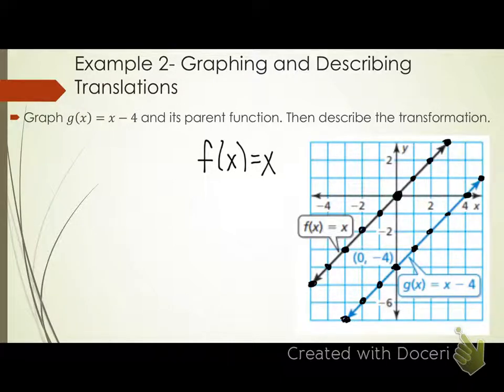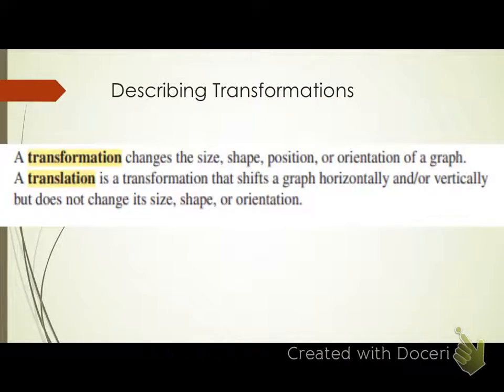So I graphed the function it wanted me to graph and its parent function. Now it wants me to describe the transformation. So what's the transformation that occurred? It was moved down 4, right? Did the size, shape, position, or orientation of the graph change? Just the position of it, right? So this is specifically a translation, because it didn't change the size, the shape, or the orientation.